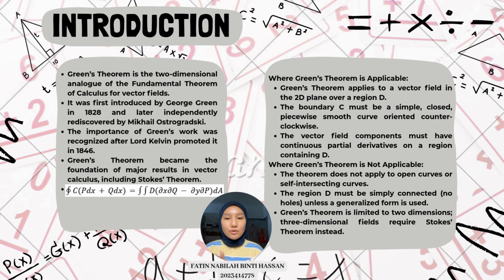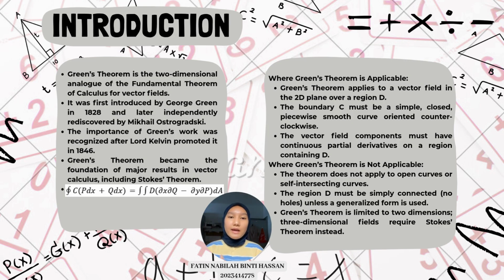It was first introduced by the English mathematician George Green in 1828. Later, it was independently discovered by Mikhail Ostrogradsky, and George Green's works gained recognition after it was promoted by Lord Kelvin in 1846. Today, Green's theorem serves as the foundation for several important concepts in vector calculus, including Stokes' theorem.